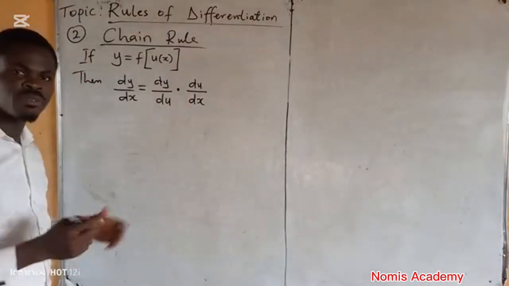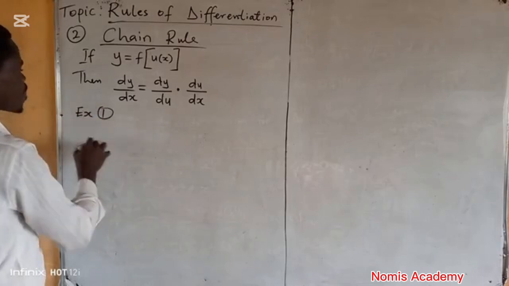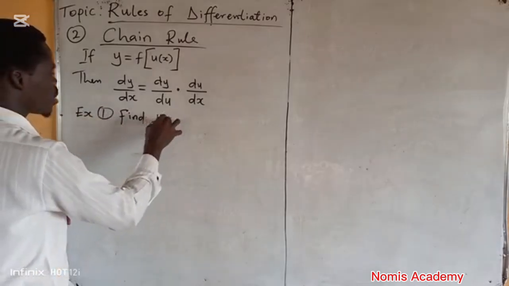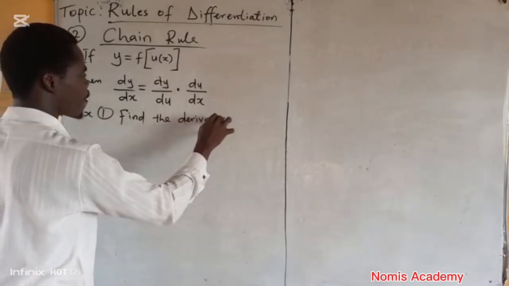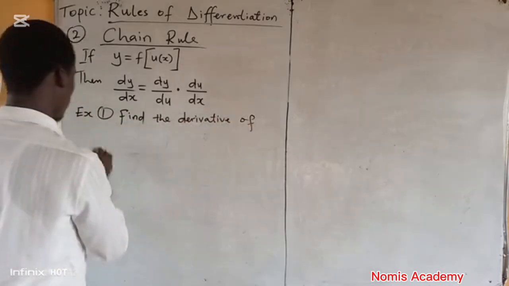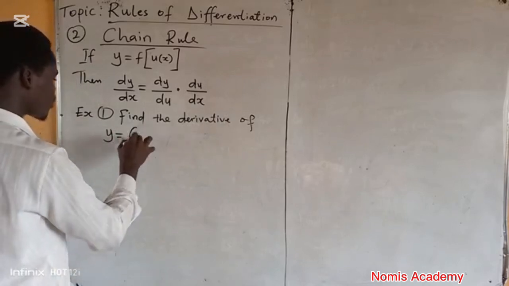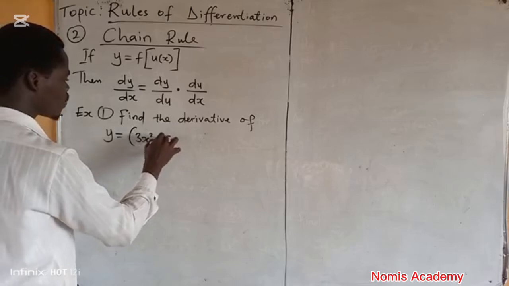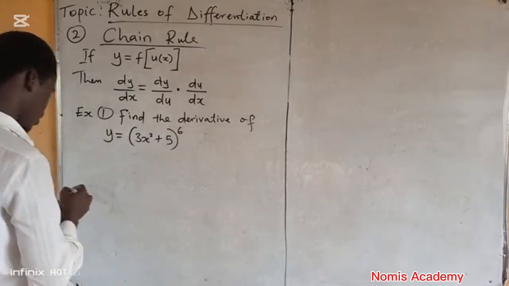Alright, let's pick the first example. Example 1. Find the derivative of y equal to 3x squared plus 5, all raised to the power of 6.